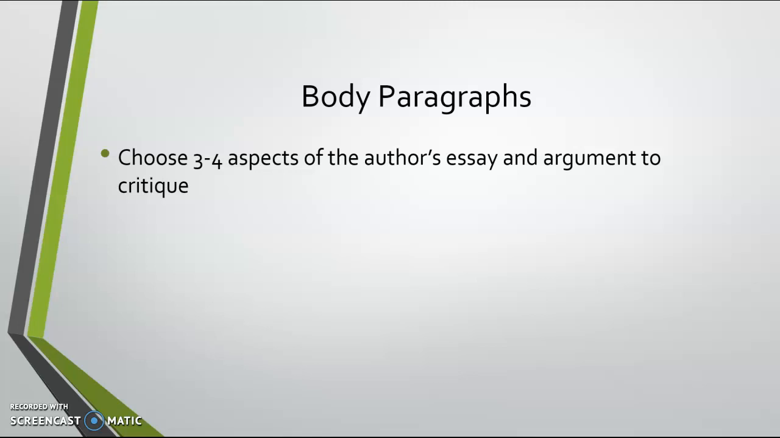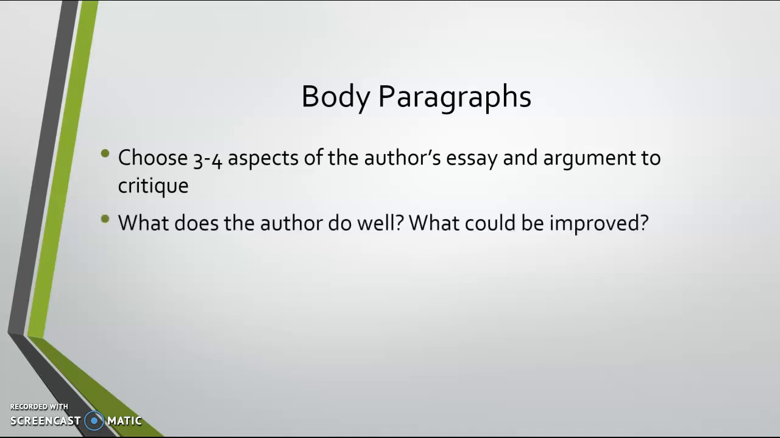So this is the body paragraph, so we're going to choose 3 to 4 aspects of the author's essay and argument to critique. If you need help with this, you might think about what the author does really well, what could be improved on, and thinking about the amount of evidence, thinking about where the evidence comes from, thinking about which rhetorical appeals are prominent, that kind of thing.